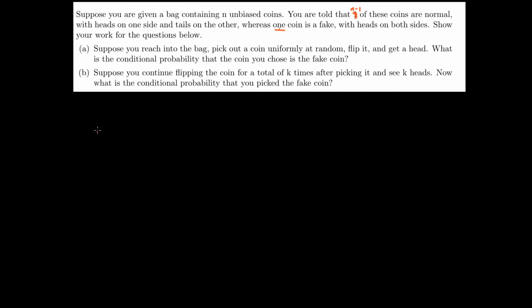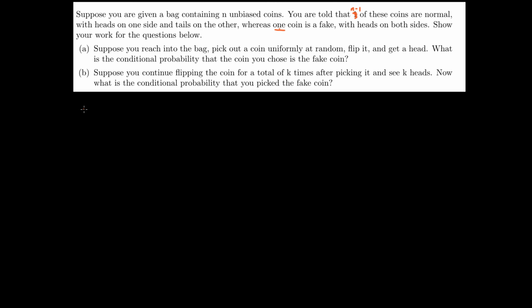For the first one, suppose you reach into the bag, pick out a coin uniformly at random, and you flip it and you get a heads. So you take a coin out from the bag, and you don't see what kind of coin it is. You just take a coin out, you don't observe the coin. You flip it. The only thing that you observe is whether you get a heads or a tail. When the experiment has been conducted, you see that you get a heads.